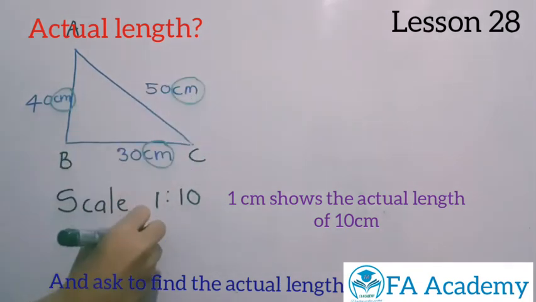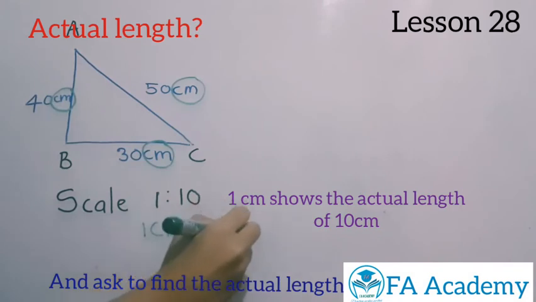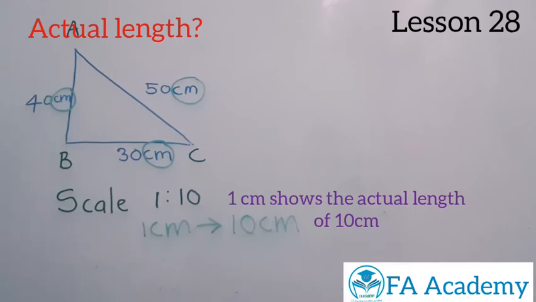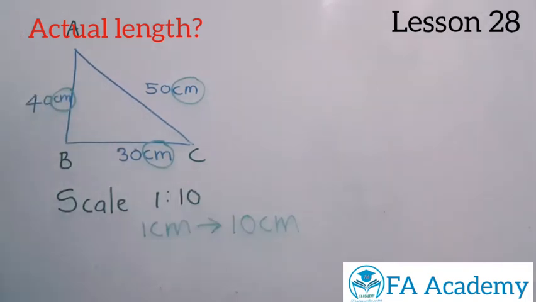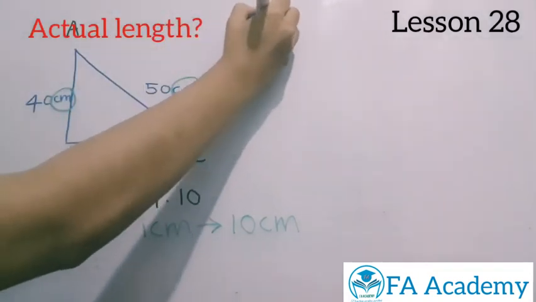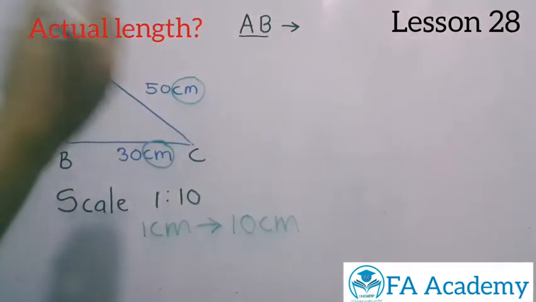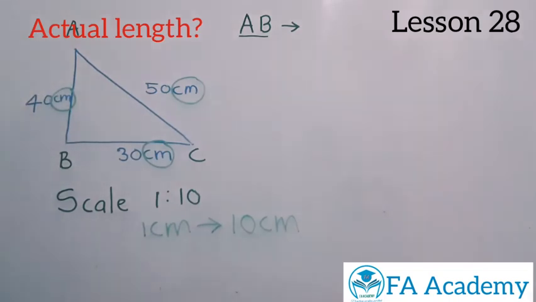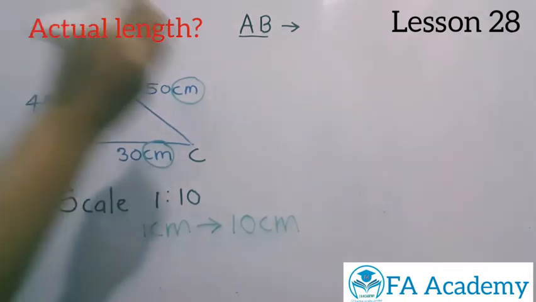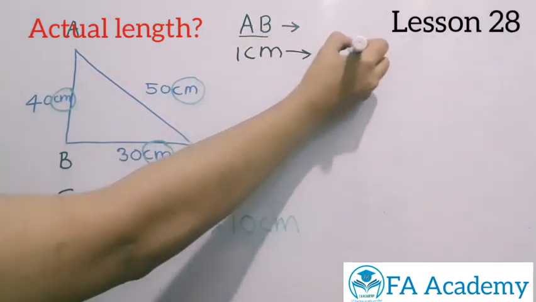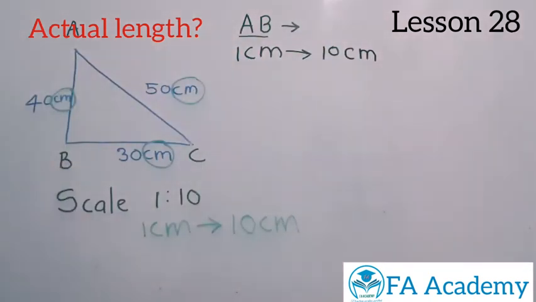Understood? So 1 centimeter gives 10 centimeters. So 10 centimeters is the actual value. Understood? Okay, so when you are taking 1 as 10, find for AB. So now we are finding the length for AB. You can write like this and find, then the teacher knows that you are finding the length for AB. It's very clear. Okay, so you have to take 1 centimeter gives 10 centimeters. So 10 centimeters is the actual value.